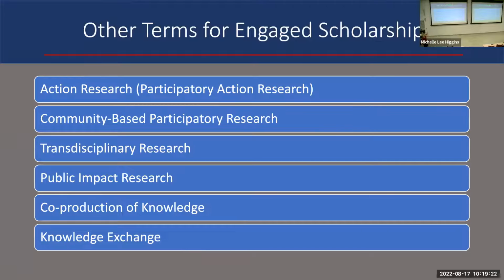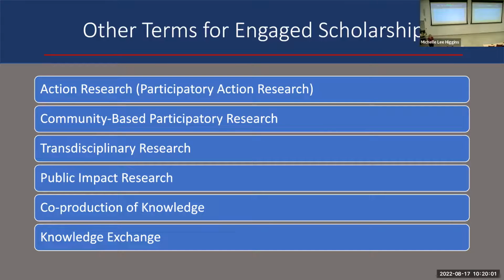I wanted to just throw out, because in literature and among colleagues, you might hear a whole bunch of different terms. They're all kind of related. Action research or participatory action research is one common term. Community-based participatory research is really out there. You're going to see that a lot in the literature. Transdisciplinary research, public impact research, co-production of knowledge, knowledge exchange. They all mean a lot of the same things, or they share a lot of commonalities. And I just wanted to bring those up in case you're reading or talking to colleagues in different disciplines and you hear some of these things.